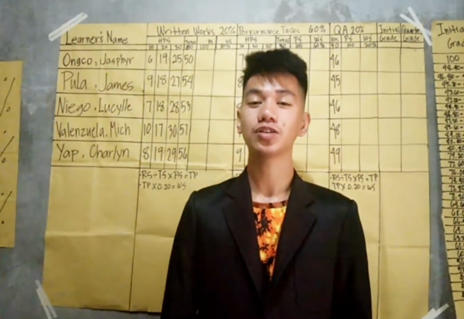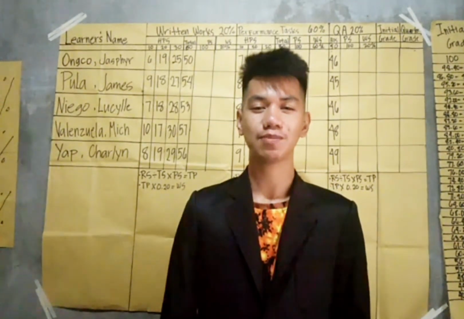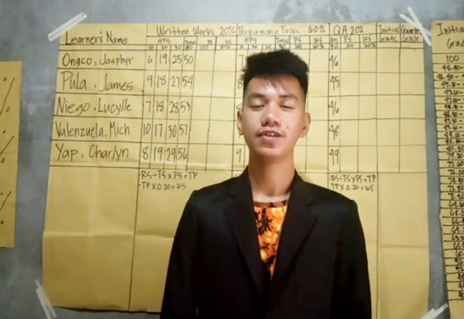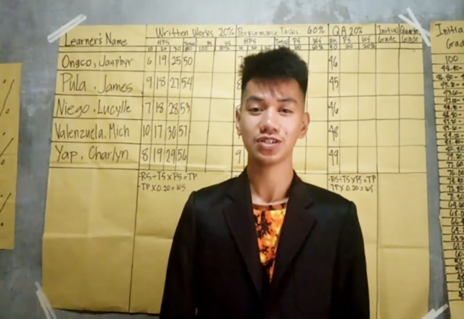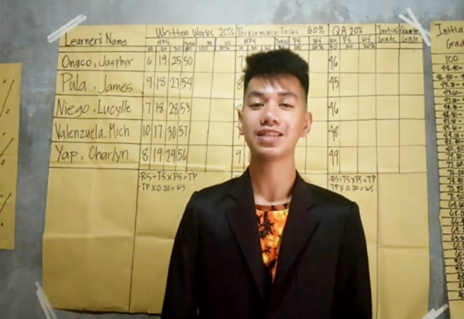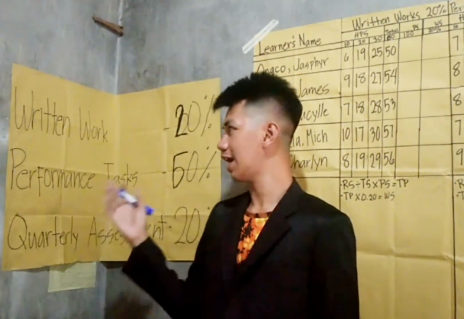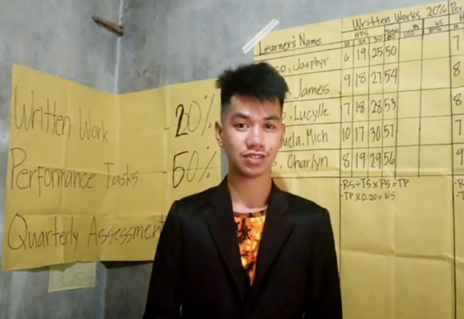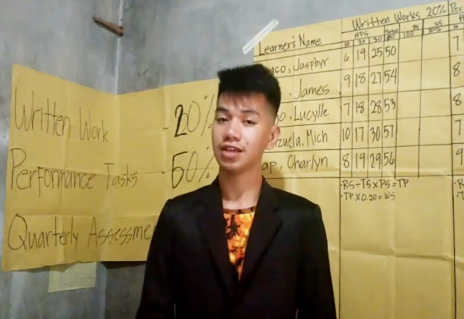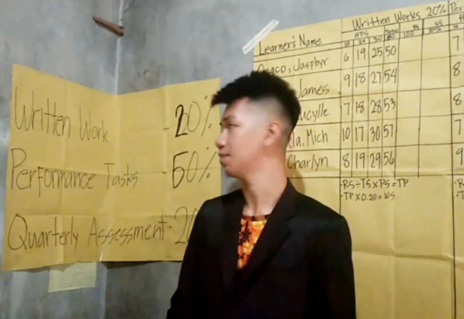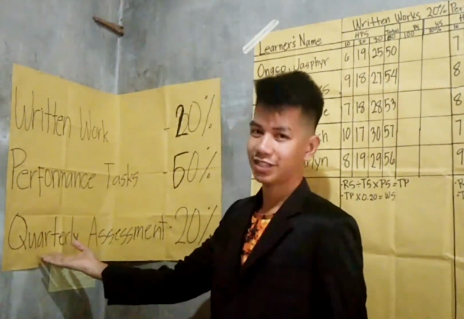So now, for the continuation of our orientation, we will tackle the three different types of grading system. We have manual grading system, we have also an Eclass grading system, and lastly, we have a pandemic grading system. So class, as you observe, I have here the example of the manual grading system. Here we have three components in manual grading system: the written work, the performance task, and the quarterly assessment.